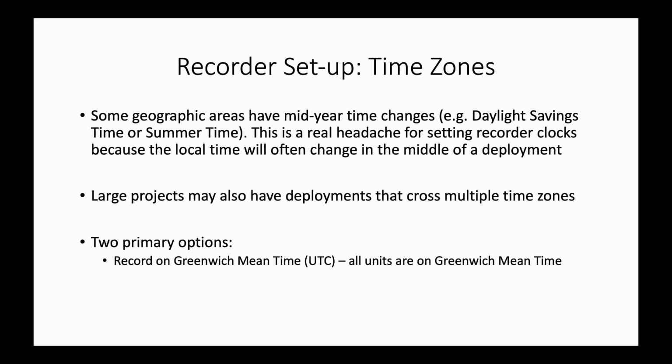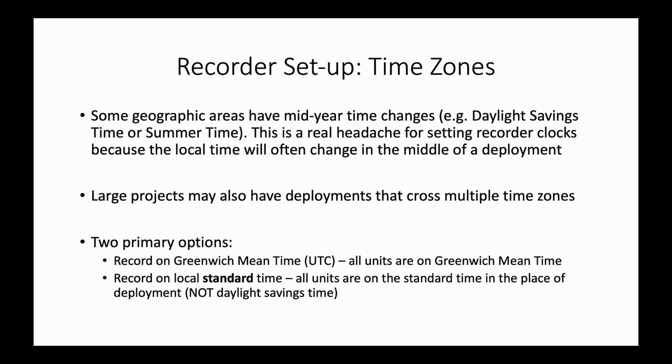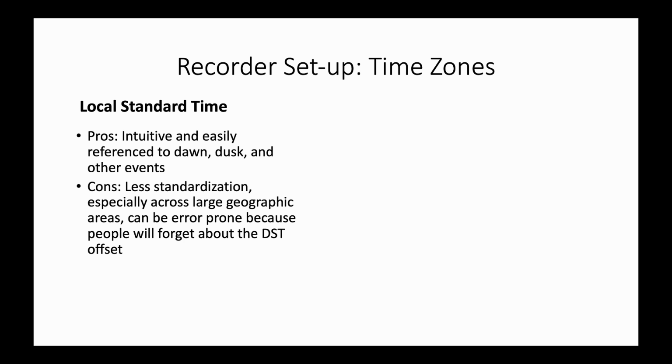One is to set recorders on Greenwich Mean Time, also known as UTC. In this case, all of the units are set on Greenwich Mean Time, and that time doesn't observe any of the daylight savings changes or other time changes through the year. The other option is to record on local standard time, where you completely ignore any mid-year time changes, and all units are just on the standard time in the place of deployment. There are pros and cons to both of these approaches.